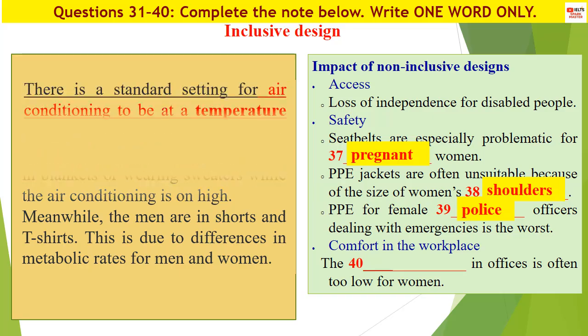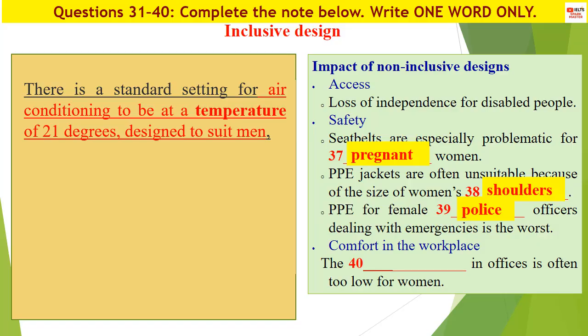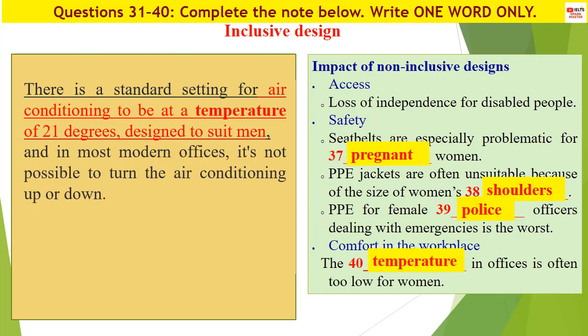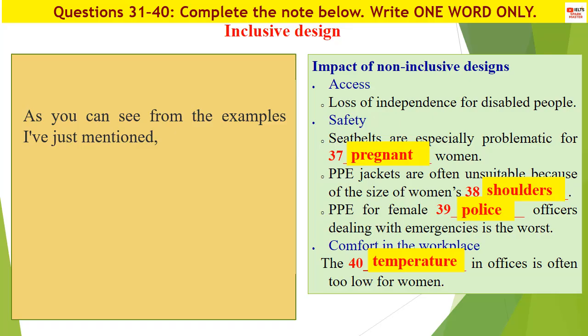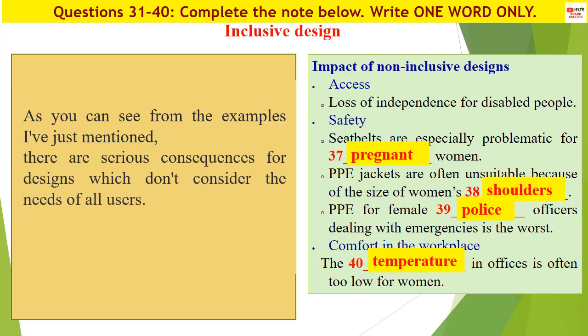There is a standard setting for air conditioning to be at a temperature of 21 degrees, designed to suit men, and in most modern offices, it's not possible to turn the air conditioning up or down. This means that many offices which mainly employ women are wasting energy by having the air conditioning set too high. As you can see from the examples I've just mentioned, there are serious consequences for designs which don't consider the needs of all users.